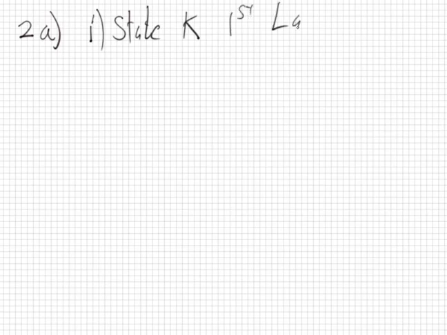So the second example, 2a. Part 1. State, I'll just write K for short, Kirchhoff's first law. So what's his first law? Which law is that? The loop one. So it's the voltage around any loop should total 0. I'll skip part 2 for the moment. I'll go back to it in a moment, okay?